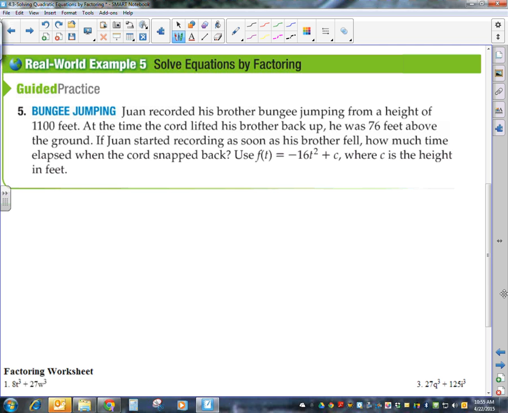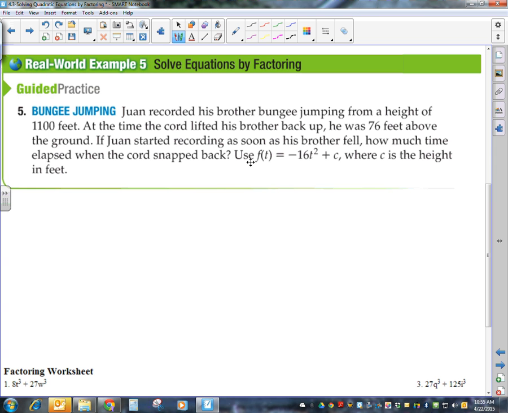So, Juan, excuse me, not John, recorded his brother bungee jumping from a height of 1,100 feet. At the time the cord lifted his brother back up, he was 76 feet above the ground. If Juan started recording as soon as his brother fell, how much time elapsed when the cord snapped back?